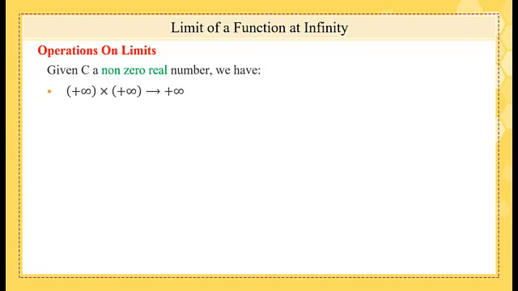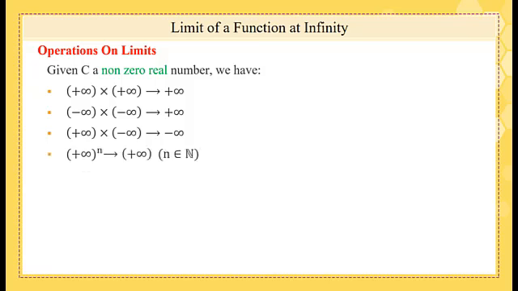Now, to recognize operations on limits. Given c is any non-zero real number, the product of two infinities having the same sign is plus infinity, while multiplying two infinities having different signs is minus infinity. Plus infinity to the exponent n tends to plus infinity where n is any natural number. Any constant number times plus infinity is plus infinity if this constant number is positive, and it's minus infinity if this constant number is negative.